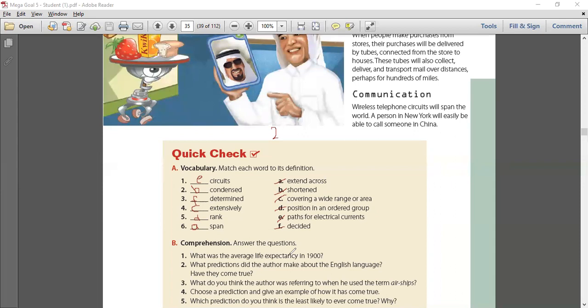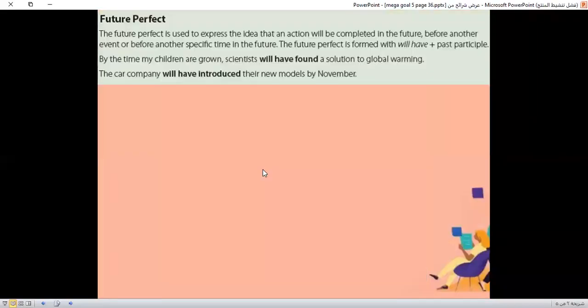Now, let's move on to the grammar that we have in the next page. Today's grammar is going to be new for you, but it's very easy. Okay, so please, I need you to have your notebooks with you. Do you have your notebooks? Yes. Please bring them out, bring your pens, and let's start.